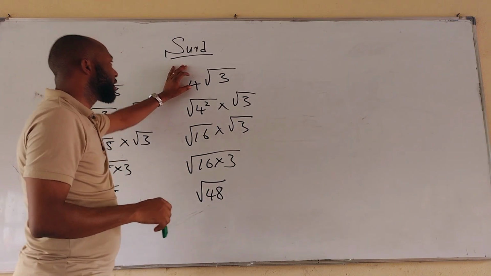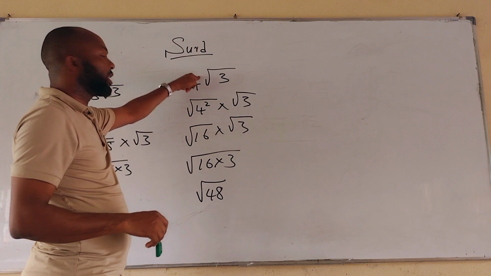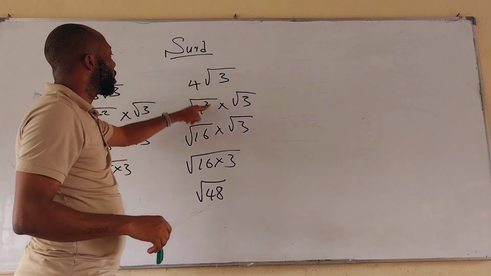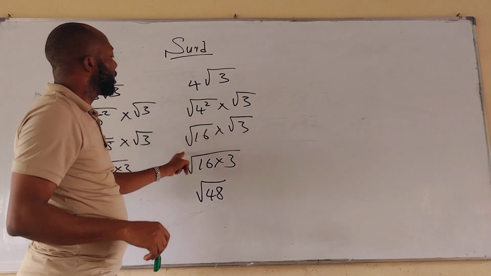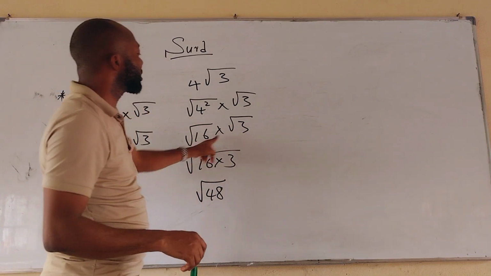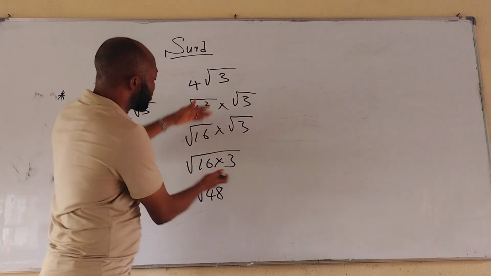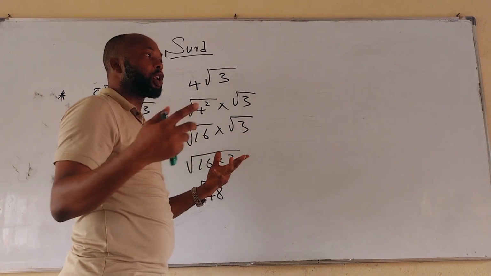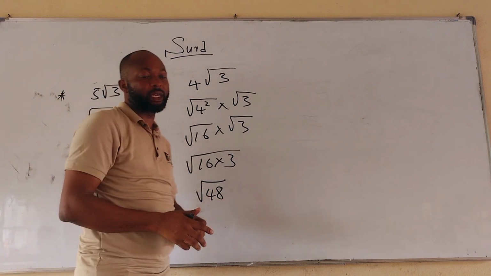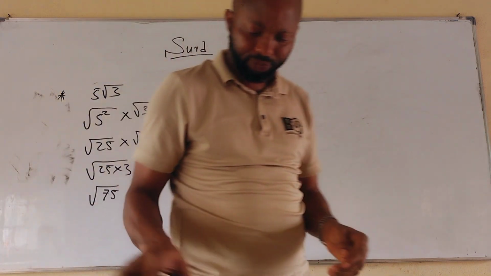You don't forget what we said. You root it and square it, multiplied by the root 3. The square of 4 is 16, and we are still in the same root times root 3. Now, 16 times 3, which is this, I can now put in this form. The multiplication law of surd permits that. And when I do that, I have root of 48, which is still allowed.